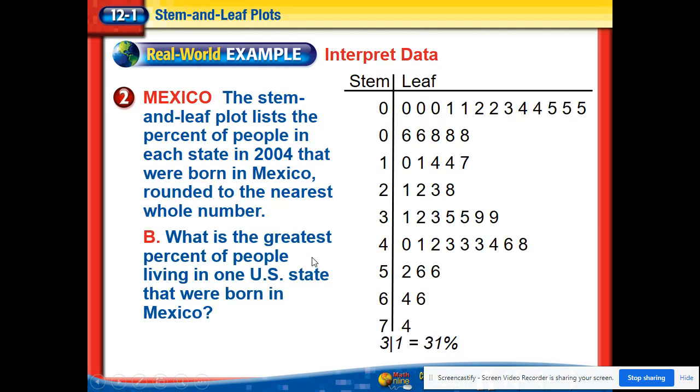What is the greatest percentage? Well, we can just do that by going all the way down to the bottom, 74.